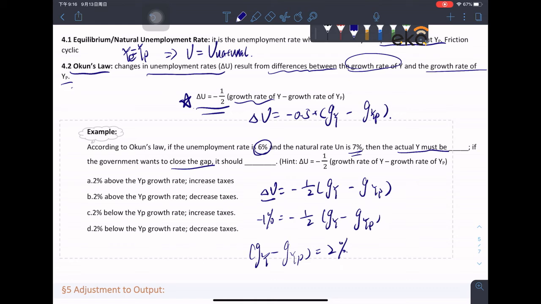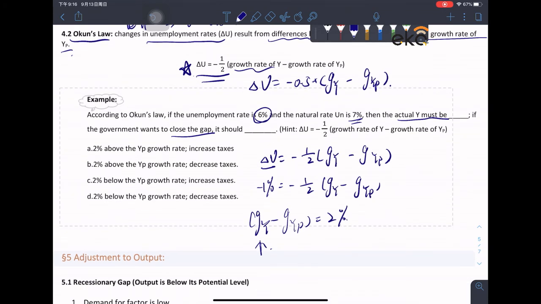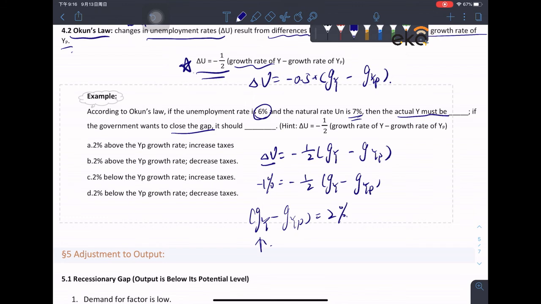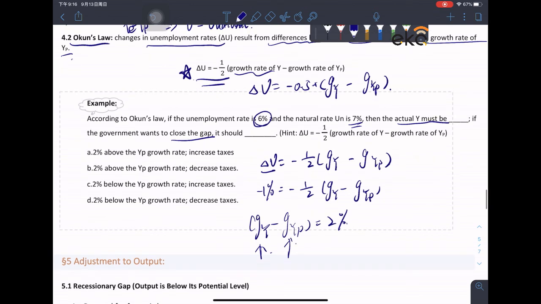So we have an inflationary gap because the actual GDP's growth rate is higher than the potential GDP's growth rate. It's 2% above the YP growth rate. A or B; C and D are wrong.